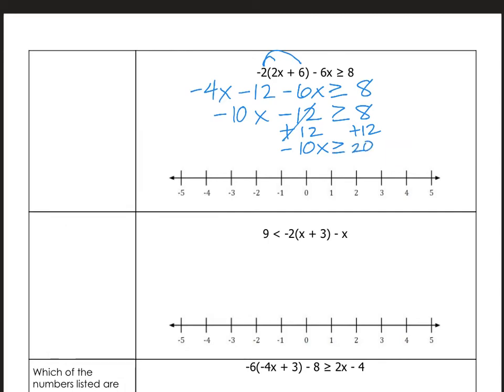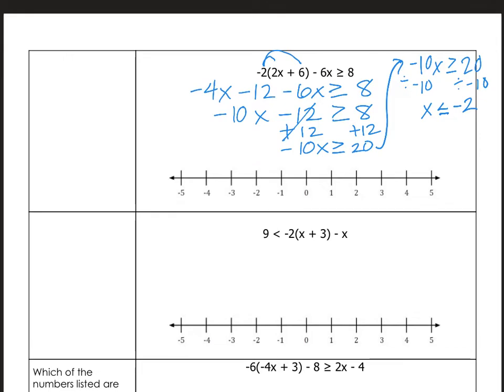Okay, so now we have negative 10x is greater than or equal to 20. We need x by itself, so we need to divide by a negative. If we are going to divide by a negative, and this is an inequality, then I need to switch my symbol. So when I divide or multiply by a negative, I'm going to switch my symbol. So now I have x is less than or equal to negative 2.